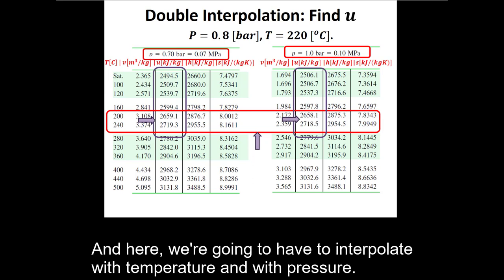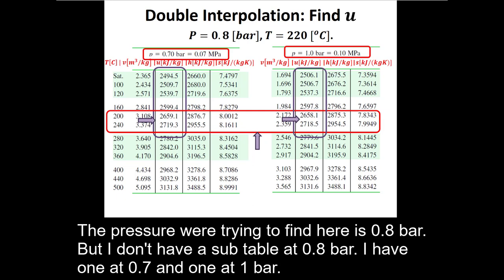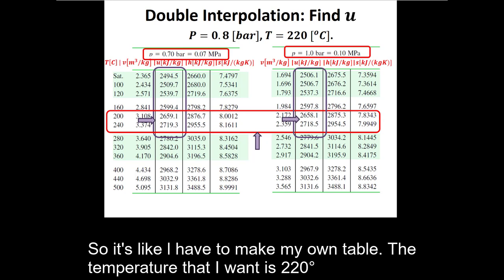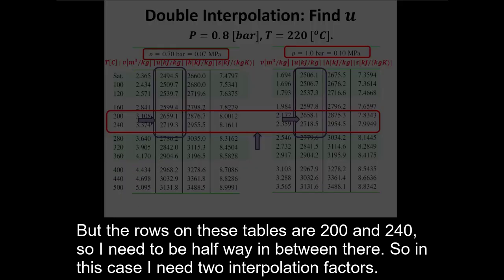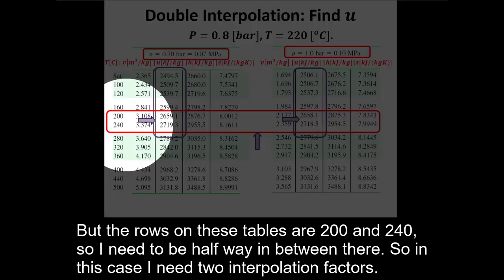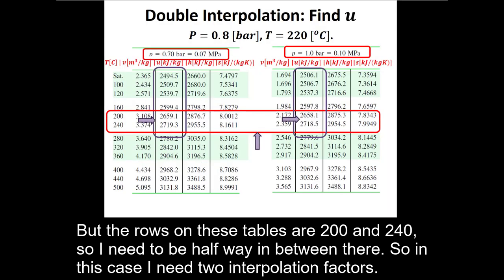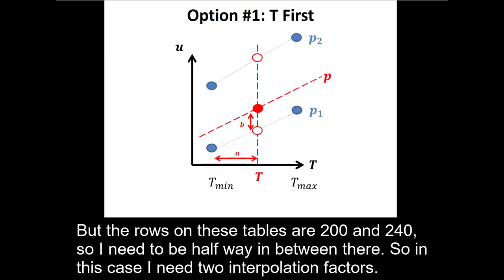And here we're going to have to interpolate with temperature and with pressure. The pressure we're trying to find here is 0.8 bar, but I don't have a subtable at 0.8 bar. I have one at 0.7 and one at 1 bar. So it's like I have to make my own table. The temperature that I want is 220 degrees, but the rows on these tables are 200 and 240. So I need to be halfway in between there. So in this case, I need two interpolation factors.